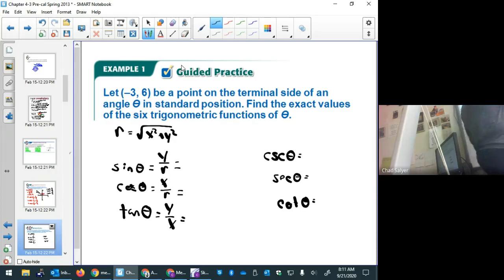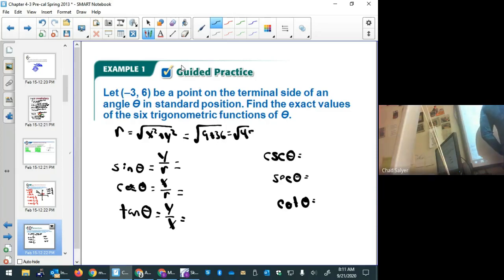Okay, so r: I noticed on a couple of your papers, you wound up with the square root of 9 plus 36 equals radical 45. Whilst not wrong, radical 45 is not fully simplified because it has a perfect square factor. Anytime we have a perfect power of the index under the root, we can simplify. So I can rewrite that as the square root of 9 times the square root of 5, which is 3 root 5, because 9 times 5 is 45, and 9 is a perfect square. So we can rewrite it like so.